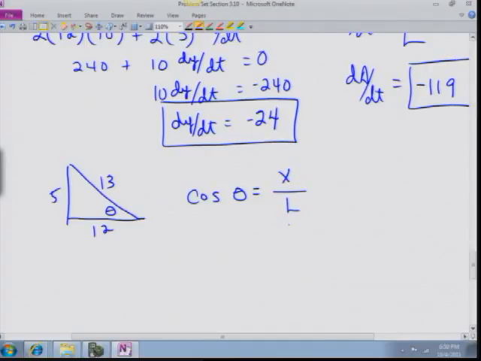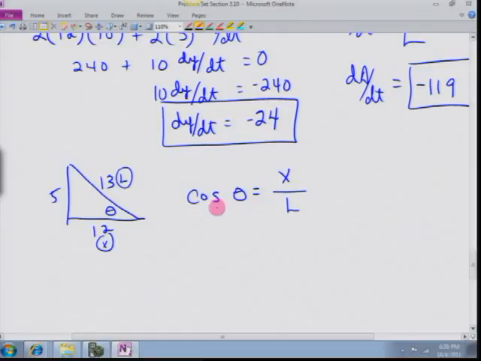Cosine is x over the ladder. Did I write this backwards? I guess that's right. Okay. This is x, and this is L. Do we agree with that? Yeah. Okay. Let's take the derivative of both sides. Let's leave x as x. Let's think of L as a number, not a variable. Does that make sense for right now?